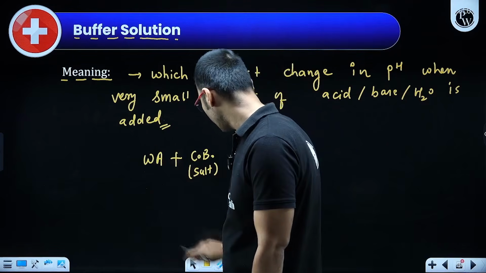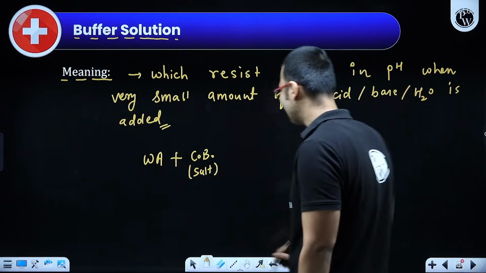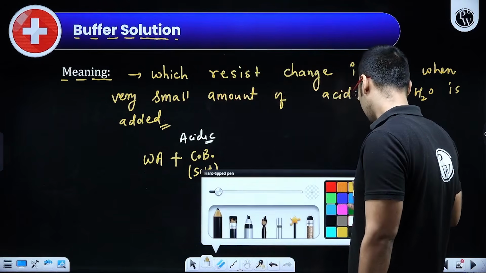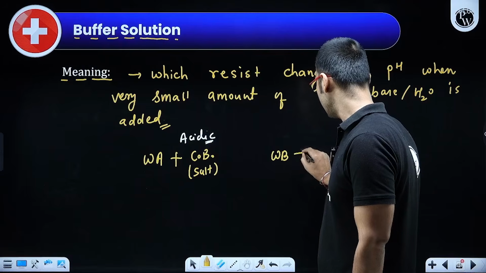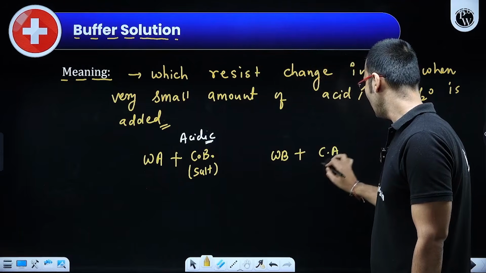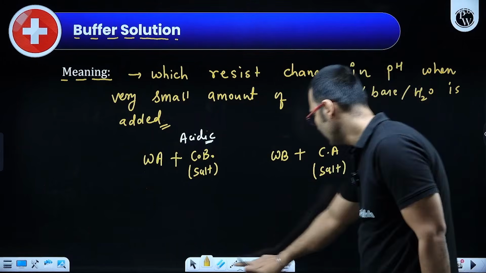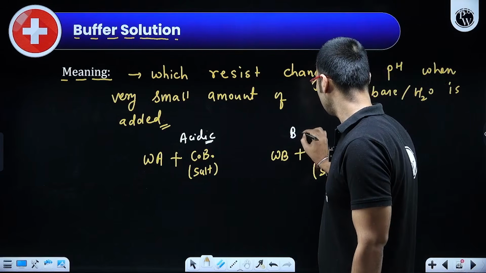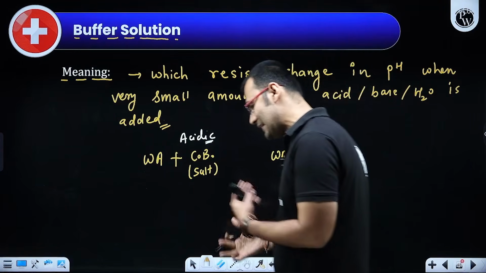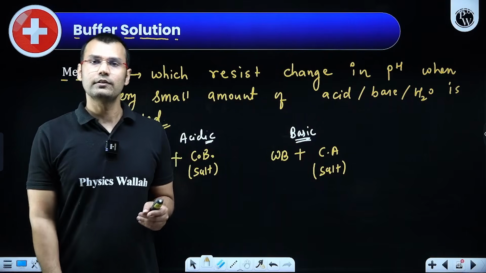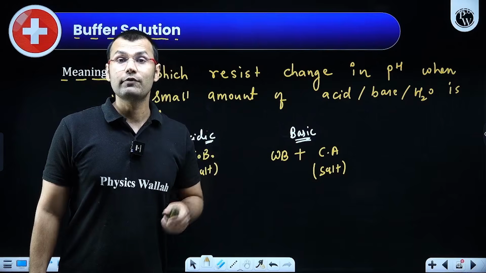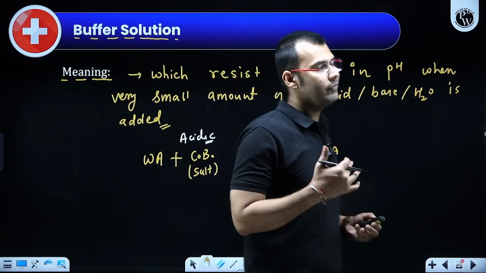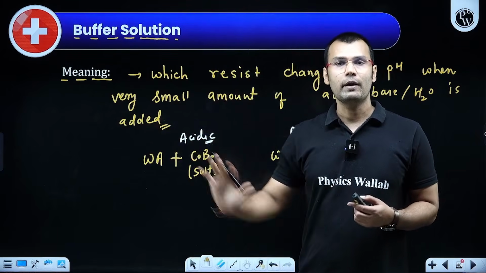And when you create a buffer from a weak acid, that is called an acidic buffer. Similarly, if you take a weak base and with it its corresponding conjugate acid or its salt, that buffer created by a weak base and its salt is nothing but a basic buffer, right? And these acidic and basic buffers resist change in pH due to the common ion effect. So you can say that buffer solution is a kind of application of the common ion effect.